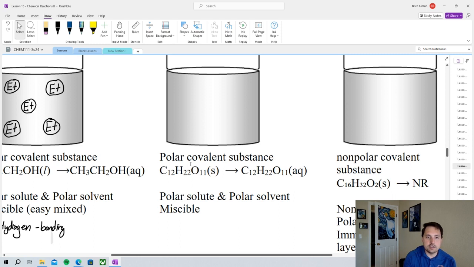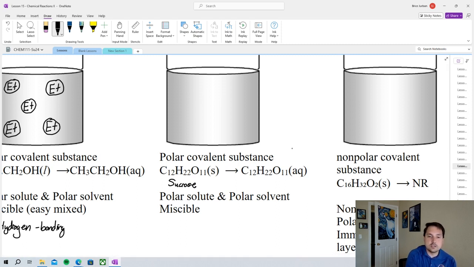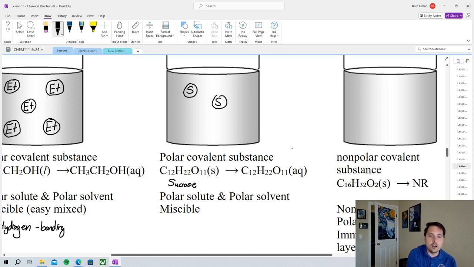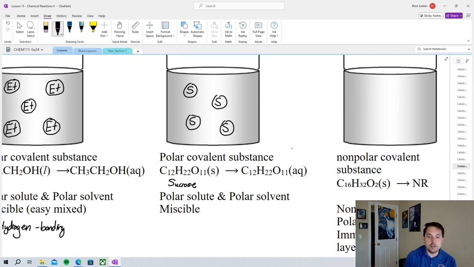Here's another example of this. I have C12H22O11. This is sucrose. And it's not very apparent from this formula, but this sucrose molecule has a lot of OH groups. And so this will dissolve as well in solution. So we have 2 examples here of polar solutes. And when you have a polar solute and a polar solvent like water, they will mix together, and we call this a miscible solution.